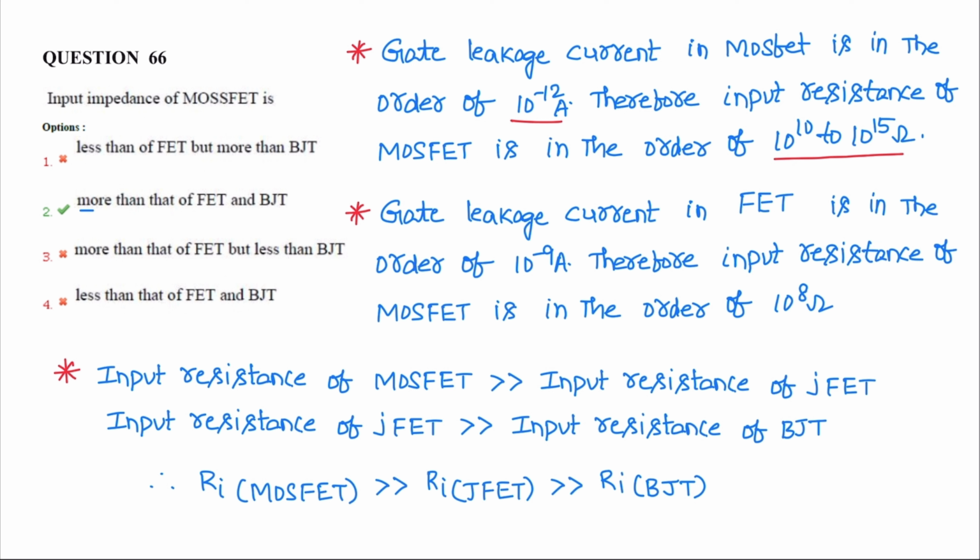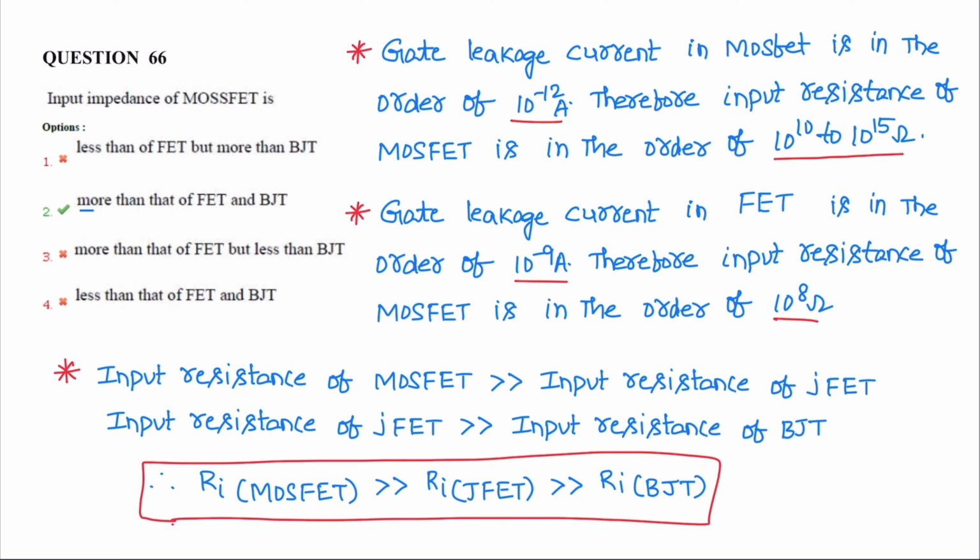Now, the input impedance of MOSFET. As leakage current is less in MOSFET, input impedance is high in MOSFET. Therefore, input impedance of MOSFET is much higher when compared to input resistance or impedance of JFET. Similarly, input resistance of JFET is greater than BJT. Therefore, from these 2 points, the conclusion is input impedance in MOSFET is greater than JFET greater than BJT. So correct option is 2. Input resistance of MOSFET is higher than that of BJT and FET.